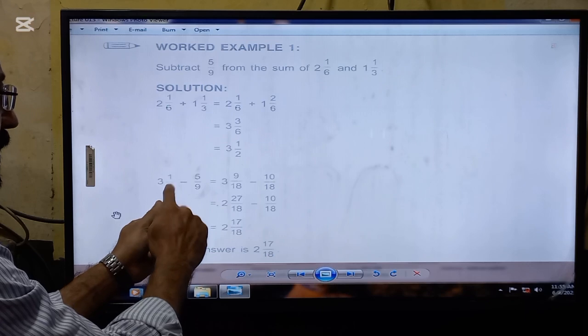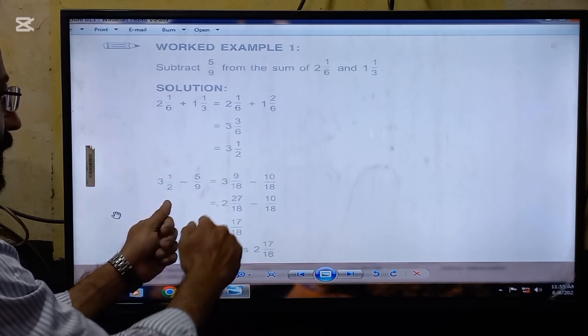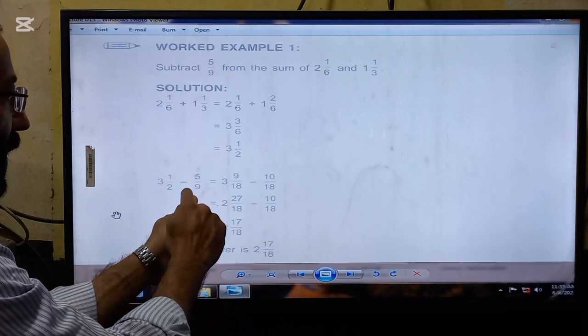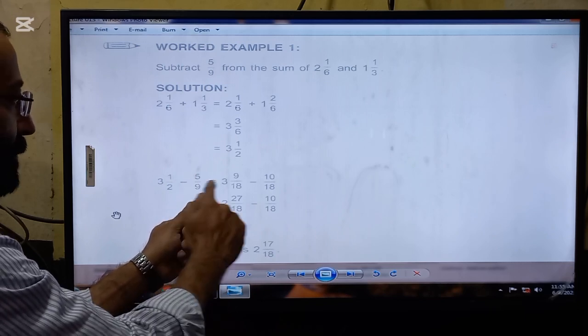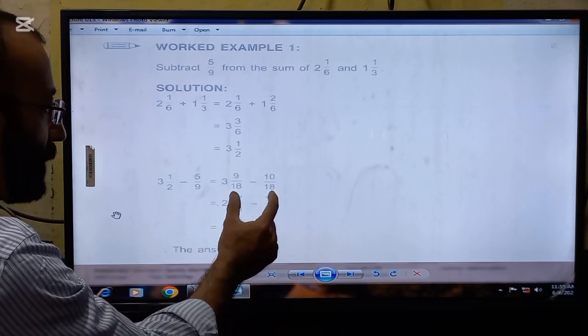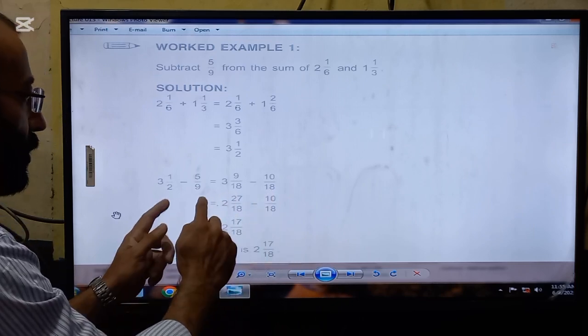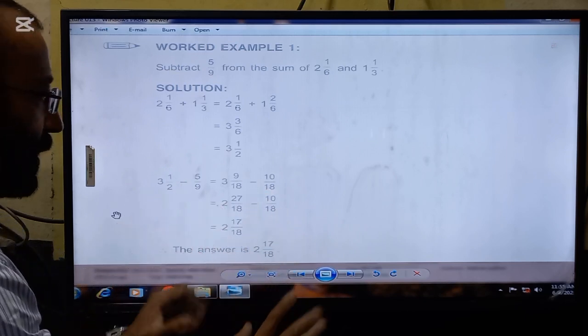So the fraction part is going to be multiplied with 9. So 9 ones are 9 and 9 twos are 18. And in this fraction part, we are multiplying the numerator and denominator by 2. So 5 twos are 10 and 9 twos are 18. Now look at the denominator of the two fractions. These are the same now. So it means these unlike fractions are converted into like fractions first.